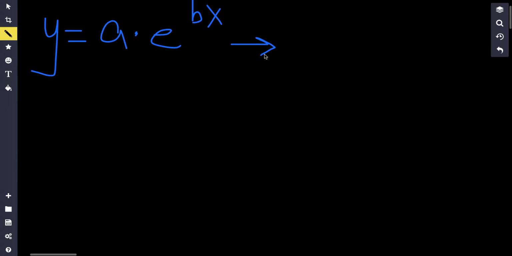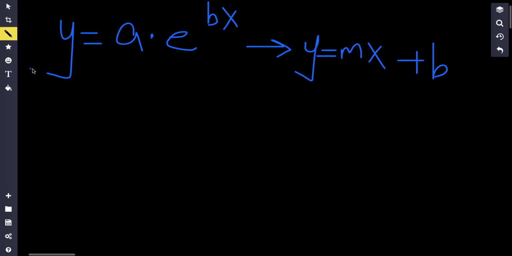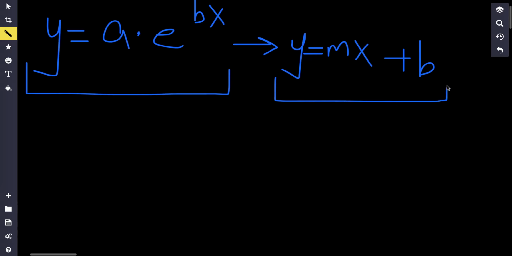All right, let's say that I have a function, y is equal to a times e to the bx, okay? Now, how can I write this exponential function into the form y is equal to mx plus b? So I want to rewrite an exponential function by sort of converting it into a linear function somehow. So how can I do this?